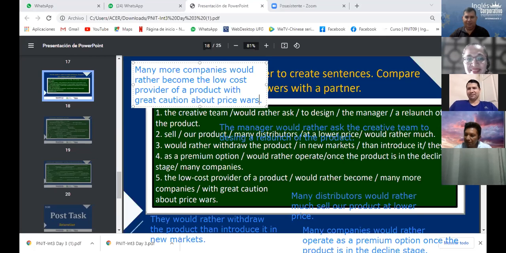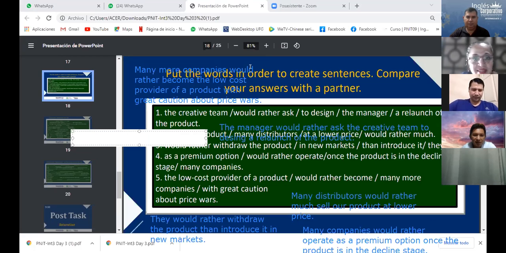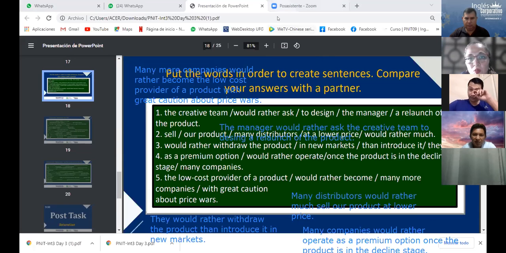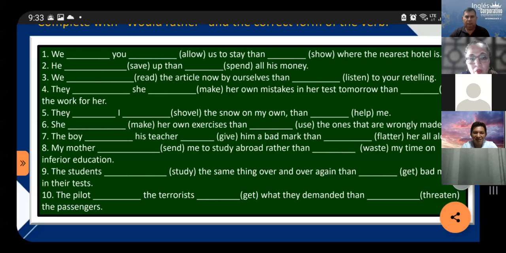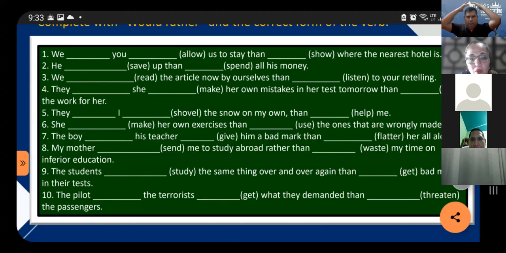Teacher, are you here? No. And the other activity. The other activity, please. Okay. But I need to. Because I have a big problem with the option edit. She would rather make her own exercise than use the ones that are already made.